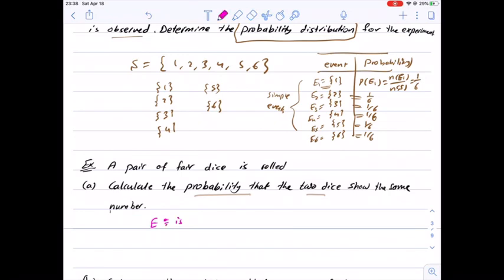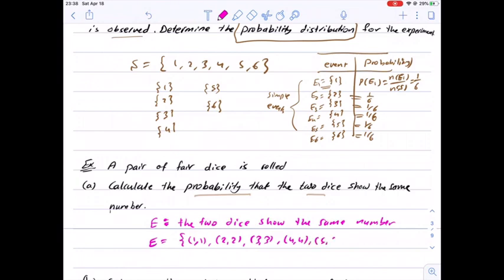It's better to define it first. So we can write that the event E represents the fact that the two dice show the same number. So we define the event first, and then we find the elements of this event, or the outcomes of this event. The outcomes are 1 1, 2 2, 3 3, 4 4, 5 5, or 6 6.